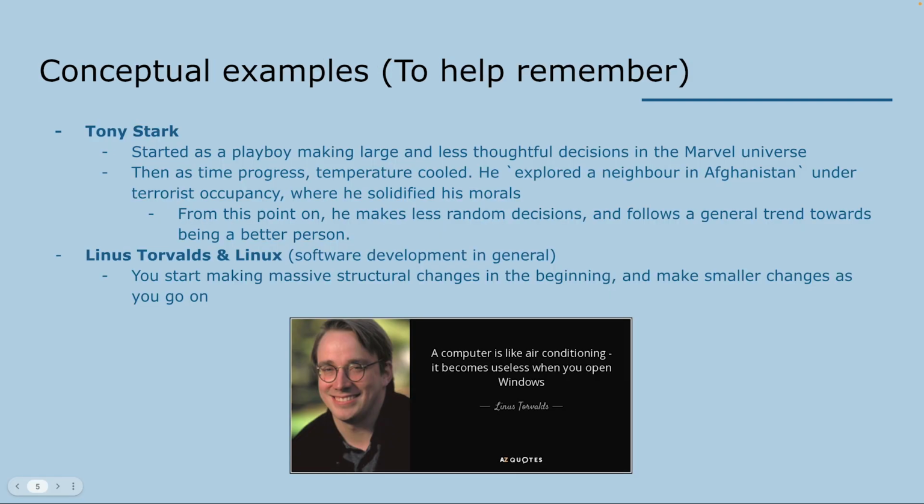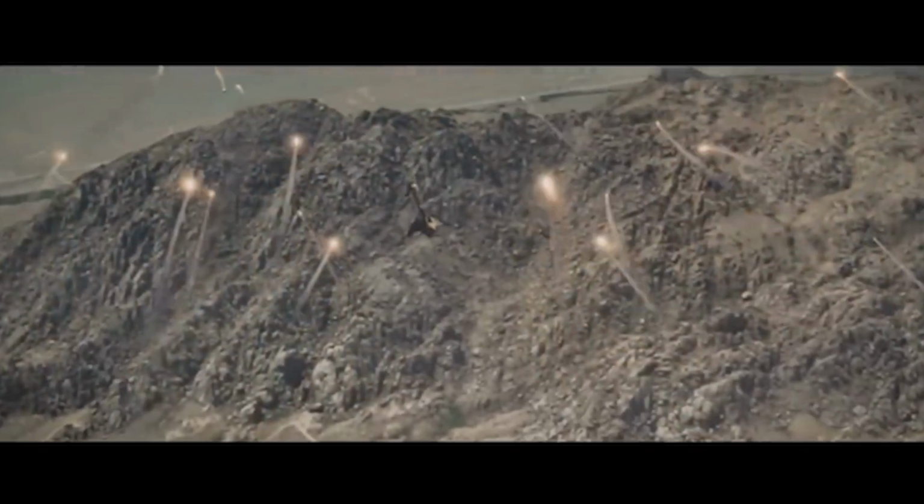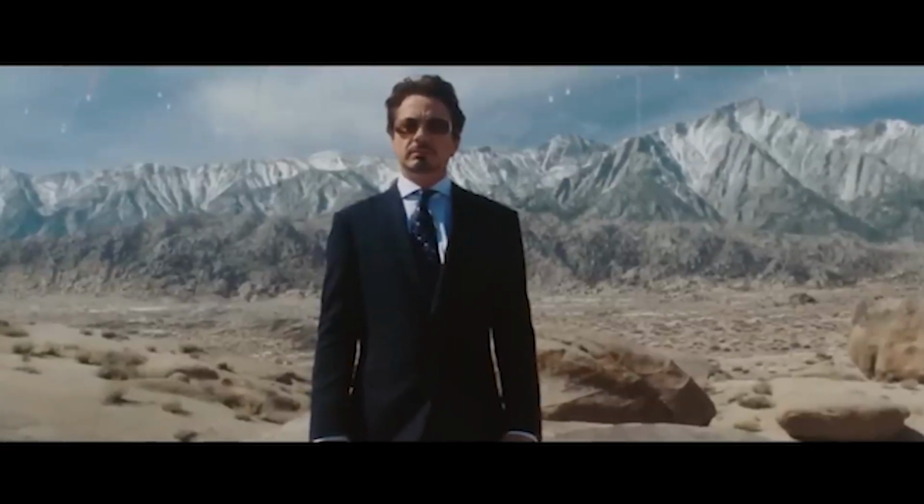And some conceptual examples to help remember what simulated annealing is about. We can use Tony Stark as an example. So when Tony Stark started off in the Marvel Universe, he was really sporadic, and he was labeled as a playboy.